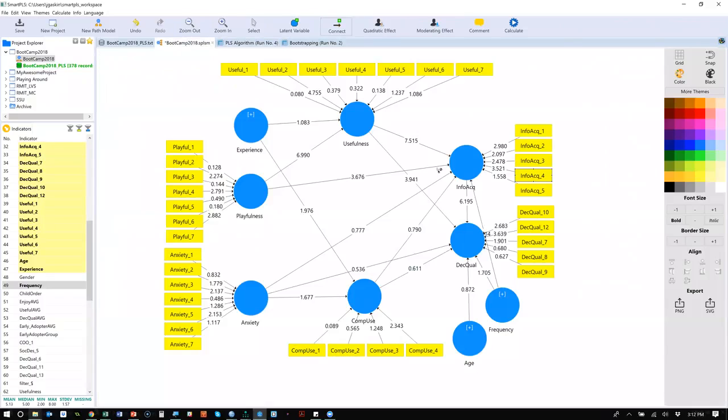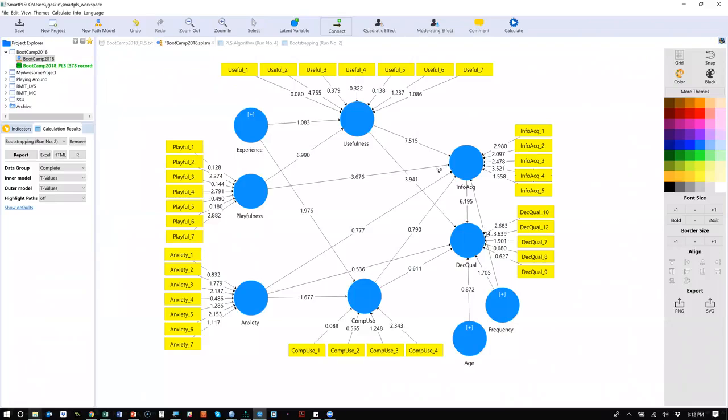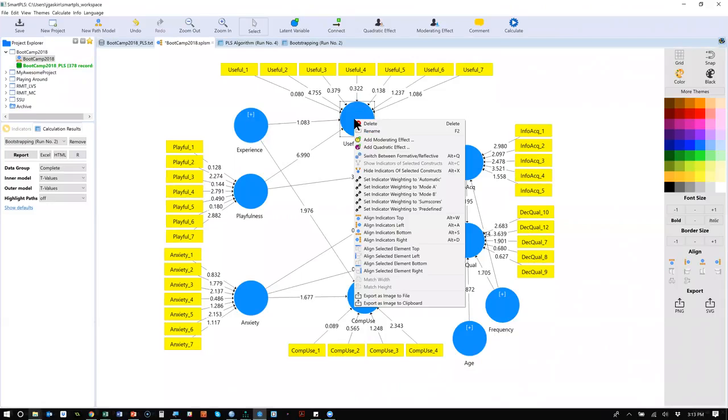Okay. And we're plowing through SmartPLS. It's pretty easy. You want to see how easy it is to create an interaction? Check this out. Moderation here. So we had experience moderating the effect from playfulness to usefulness and from anxiety to comprehensive use. To make this happen in SmartPLS, you right-click the endogenous factor using the selection tool here. I'm going to right-click usefulness, and you say add moderating effect.